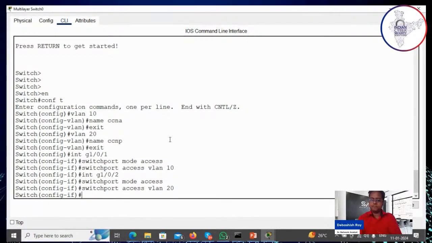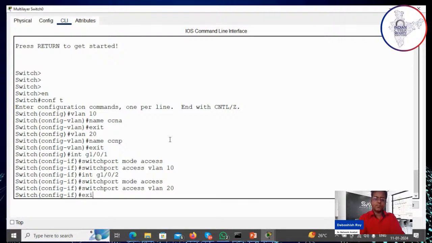So this is the same, but here you do not need any router because this is a multi-layer or layer 3 switch. So it will act as a router. So it acts as both router and switch. By default it is a switch, but it can be a router. The router capability should be there. So you do not need to create any router on a stick. You do not need to create any subinterface.